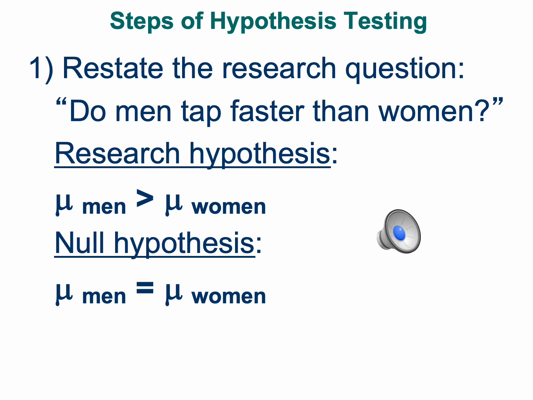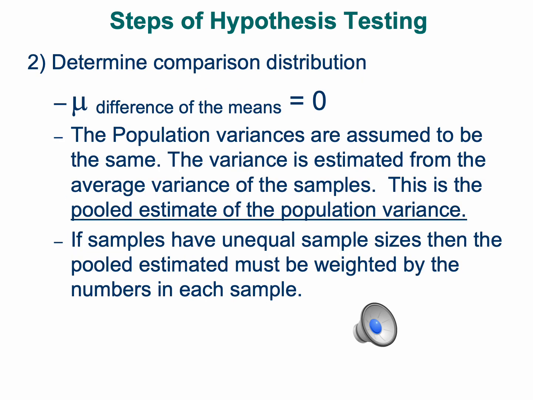Whereas before we had two means, but they were for scores taken on the same sample at two points in time. Step 2 of hypothesis testing is to determine the comparison distribution.